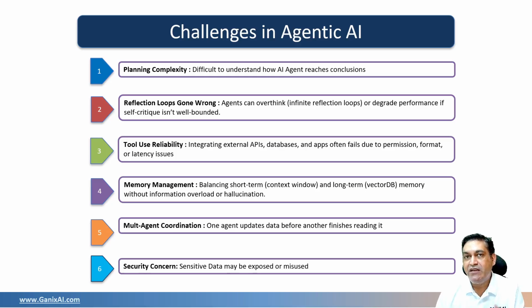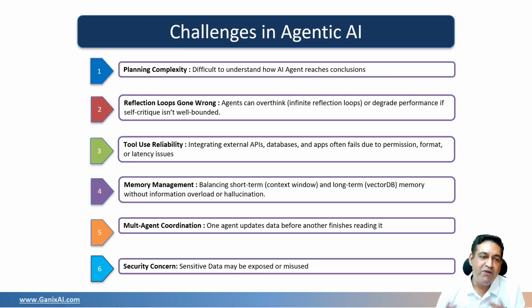Tools use reliability, as I said, depends on external tools like APIs or other environments. Most agents depend on them. So if an API is not responding, or there are some latency issues in the API, that can become one of the challenges in agentic AI.